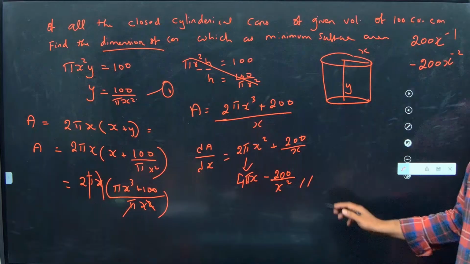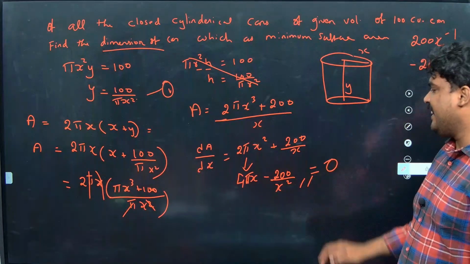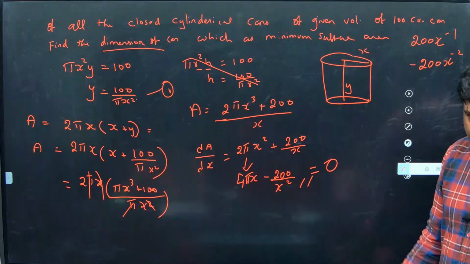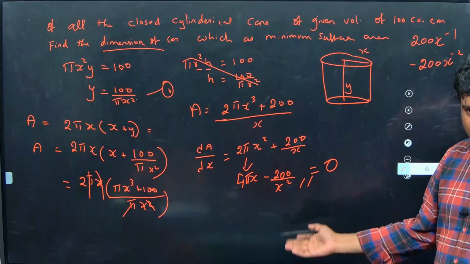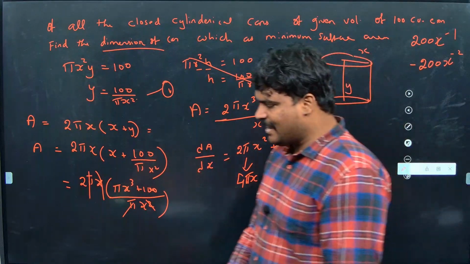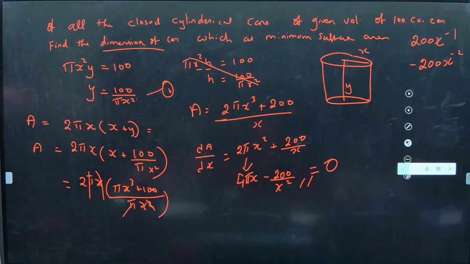So guys, what is this? This is f dash of x. Make it equal to 0. Try to find the value here. Come on, do it. So what are you getting as x?